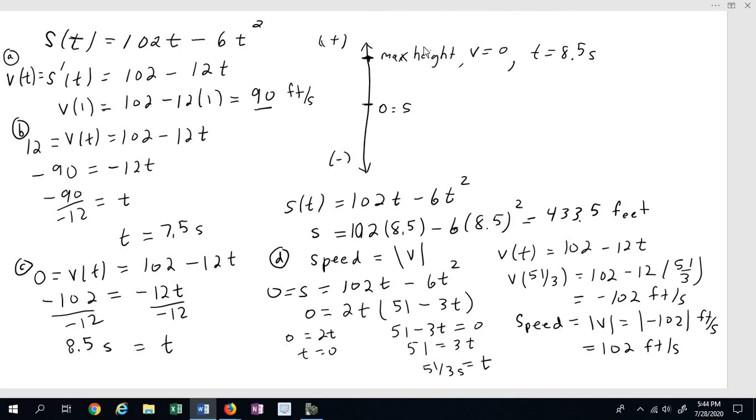Okay, the velocity function is the derivative of the position function, because the derivative gives you the instantaneous rate of change in the function that you're taking the derivative of. Like the position function tells you where the object is located at a certain time. The derivative of it tells you the rate at which the position is changing over time, and that's called velocity.